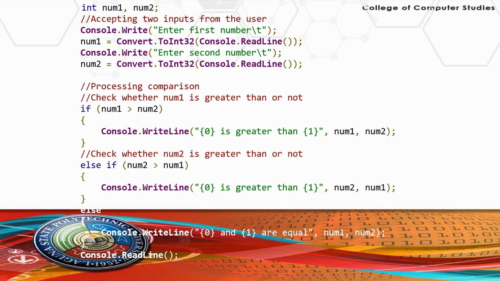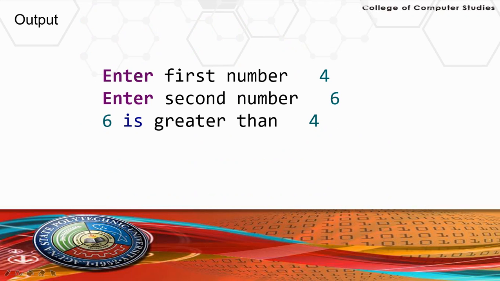Else, if the first condition and second condition are false, then the else part will be executed. So it means they are equal. So for instance, we have this one.